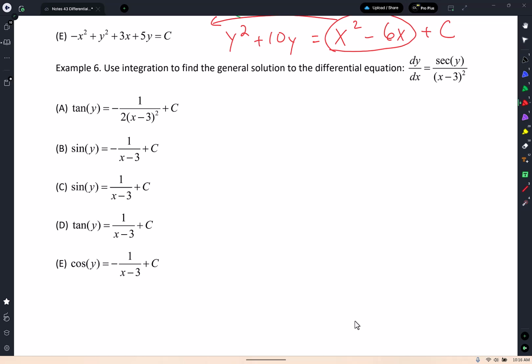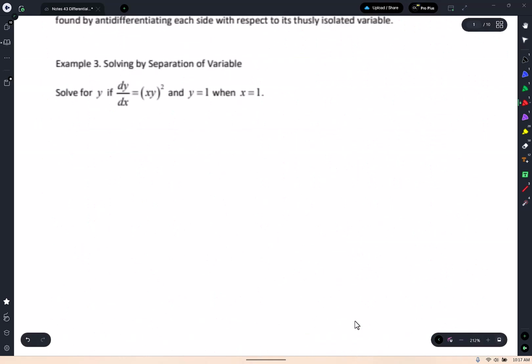Divide, guys. Divide by secant y times by dx. So here we go. We're going to have dy over secant y equals 1 over (x minus 3) squared dx. Does everyone know how we got here? We want all the y's together, all the x's together. These are separable differential equations, guys. The y's with the y's, the x's with the x's. That's what we said over here. Look.